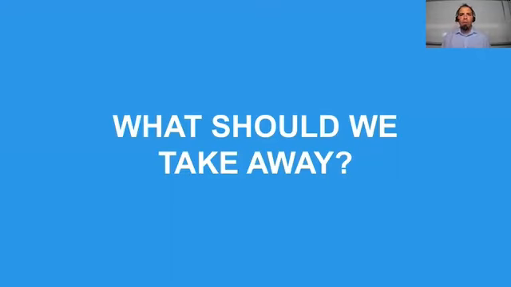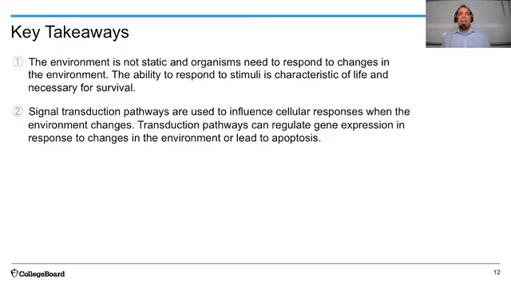So what should we take away from today's video? The key takeaways: one, the environment is not static. Again, it's constantly moving, and organisms need to respond to changes in the environment. If you don't respond, you may not survive. The ability to respond to stimuli is a characteristic of life and necessary for survival. Two, signal transduction pathways are used to influence cellular responses when the environment changes, for example, that fight or flight example I gave you. Transduction pathways can regulate gene expression in response to change in the environment or lead to apoptosis, which is programmed cell death.